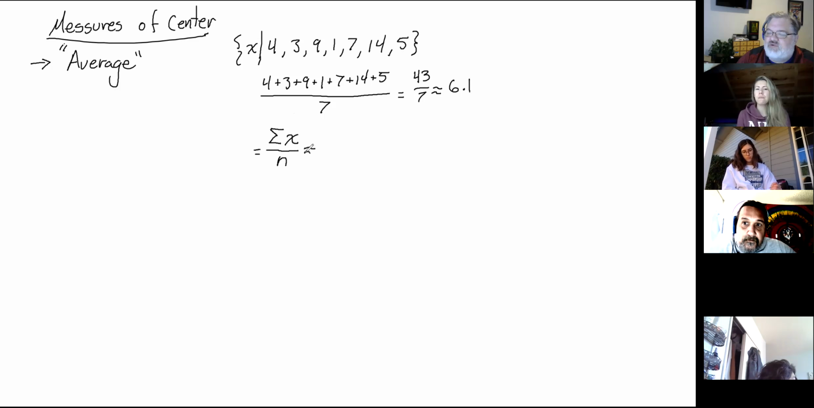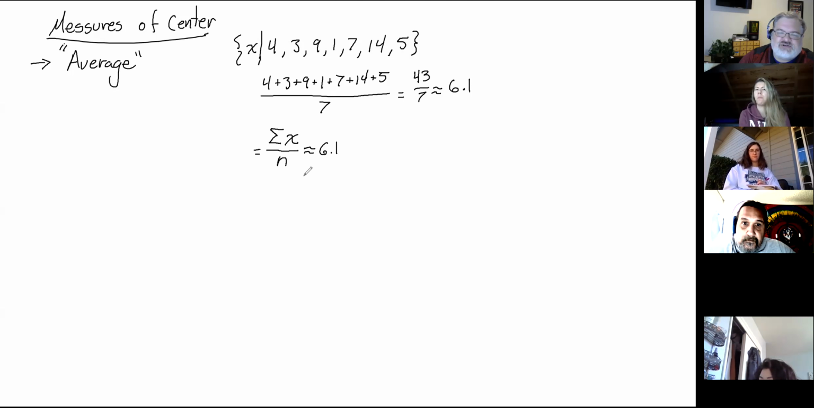So what we found was about 6.1. And hopefully that number 6.1 seems reasonable. Most of these numbers are 1, 3, 4, 5, 7. There is this 9 and 14 pulling that average up a bit. But 6.1 shouldn't seem crazy for the middle of this data. Now, 6.1 isn't one of the actual data points, and that's okay. It's just standing for, on average, what all of that is.